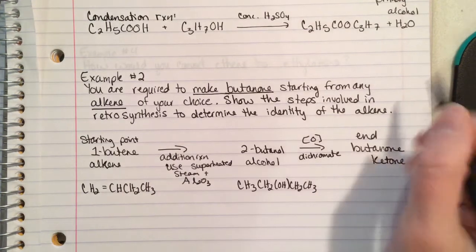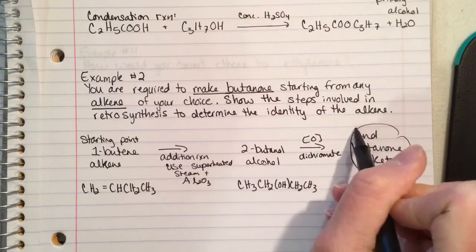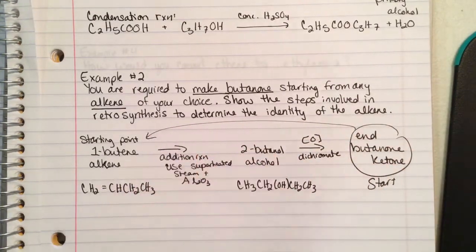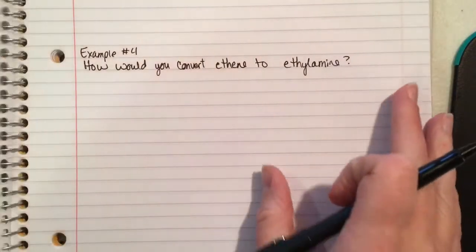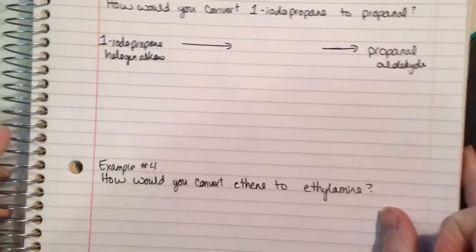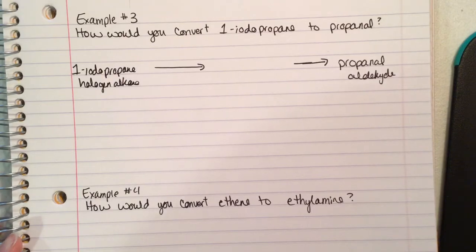So remember, this is what I started with, and then I went back to the beginning to figure everything else out. That's why it's called retrosynthesis. I'm a detective. I'm going back to the beginning. Okay, so we have 2 more examples that we're going to do, and these 2 examples go forward instead of going backward. So they're the opposite of retrosynthesis.